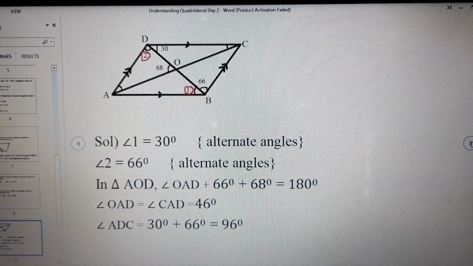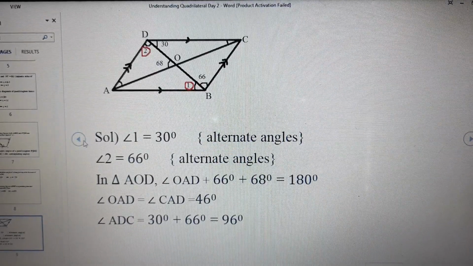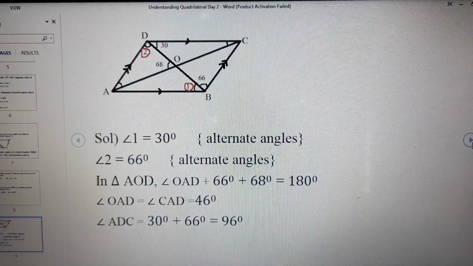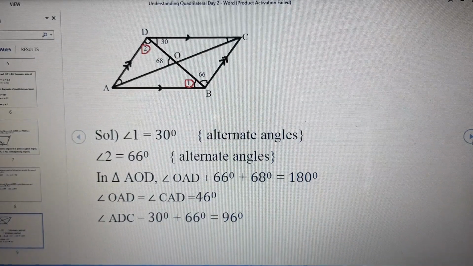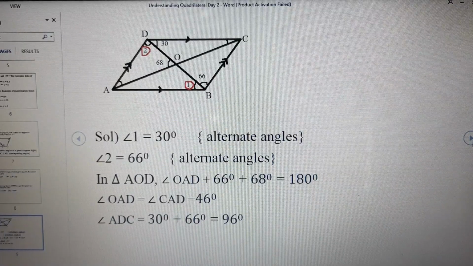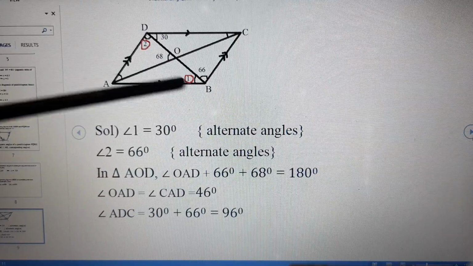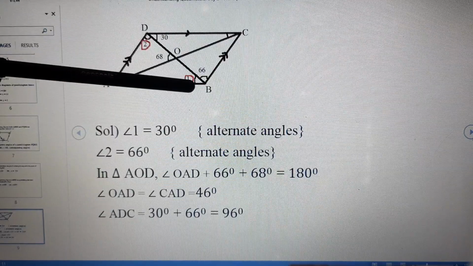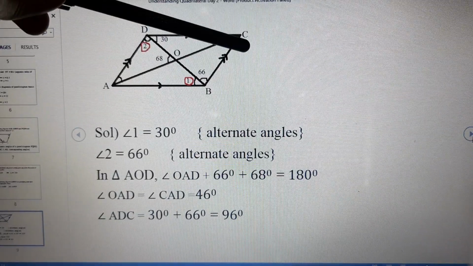Let us see. So first, what are we supposed to find out? Angle CAD. It means this angle which is marked over here. We have to find out this angle. First of all, we mark two angles. I have marked this angle as 1, this angle as 2. CD is parallel to AB. So 30 degree and angle number 1 will be equal because they are alternate interior angles.